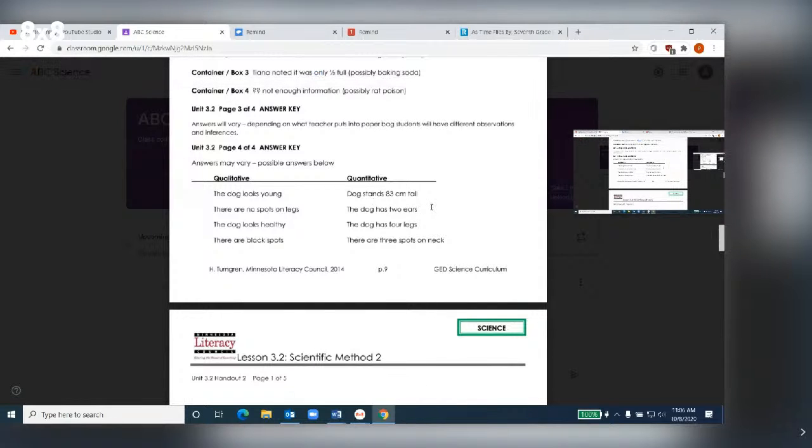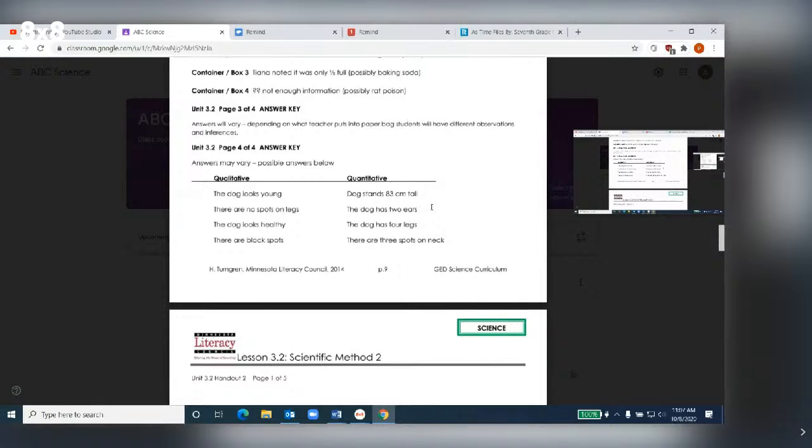So things that are quantitative: the dog is 83 centimeters tall. The dog has 2 ears. The dog has 4 legs. There are 3 spots on his neck. Those are all quantitative. Qualitative basically doesn't use any identifying factors. The dog looks young. There's no spots on his leg. The dog looks healthy. There are black spots.